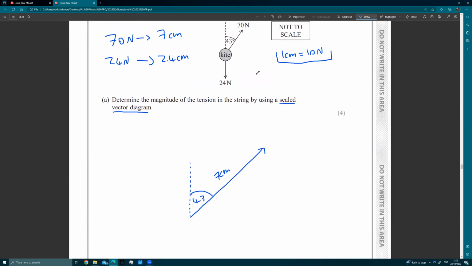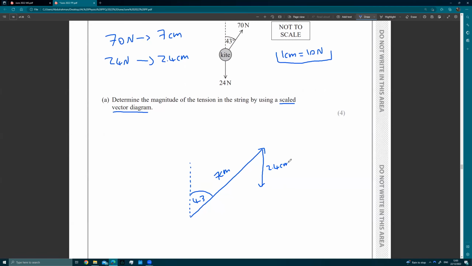Now let's draw the second force, which is 24 newtons, directly downwards. You need to make sure that the tail of your second vector is touching the tip of the first one, because you always draw your vectors tip to tail. So we're going to draw 2.4 centimeters going down like so.